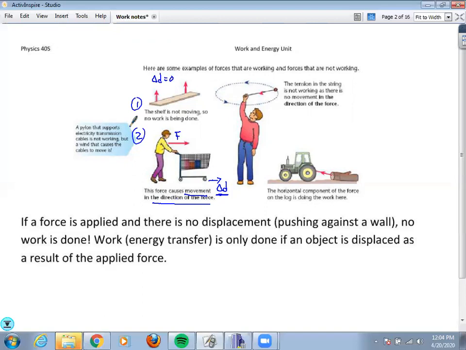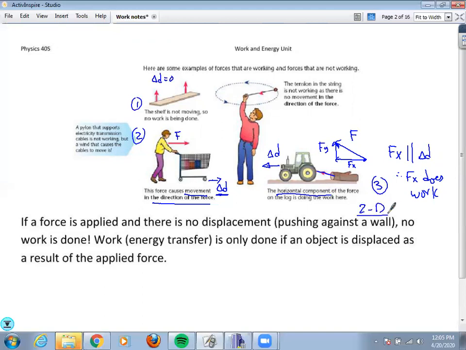If we are going counterclockwise, example number three, we can see there is a cable here attached to a log. Now the tractor is moving in the X, so delta D is in the X. If we look at a free body diagram here, we see that there's a force at an angle. So we've got Fx and Fy. Fx would be parallel to the displacement of the tractor. Therefore, Fx does work, or in other words, the horizontal component of the force. So example three would be a two-dimensional example of work, which we'll get to.